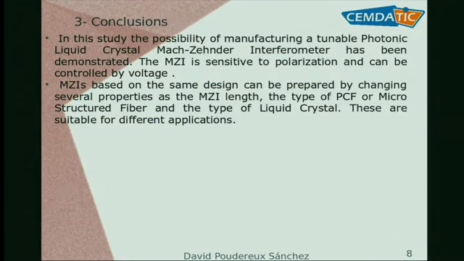I made these interferometers one week before coming here, and I have had no time to do the analytical work. But as I saw, it's very promising. I have manufactured two different types of interferometers that can be improved by changing the parameters, the different types of liquid crystals and different types of photonic crystal fibers. And that's all.